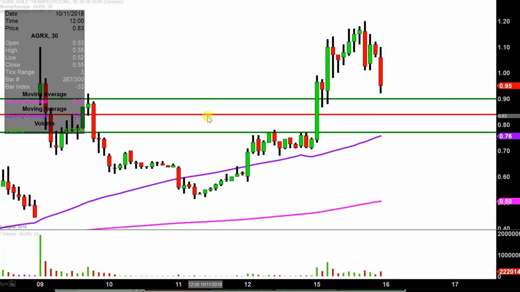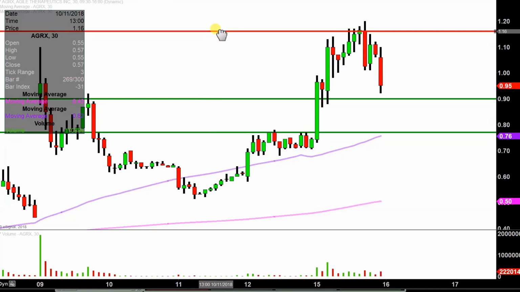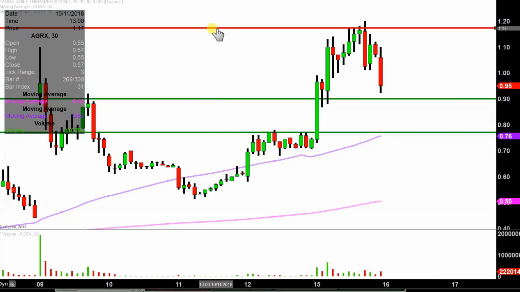As far as where the sellers are hanging out right now, pretty straightforward. Seems to be quite a bit of price congestion right up around the $1.17 mark, give or take a few pennies. So keep an eye on that going forward. Overall, though, no doubt about it, nice move today.